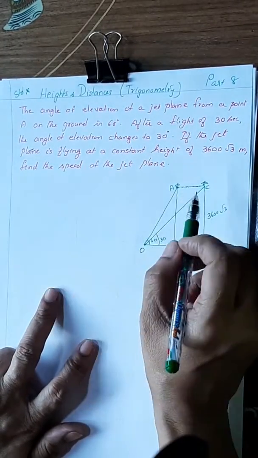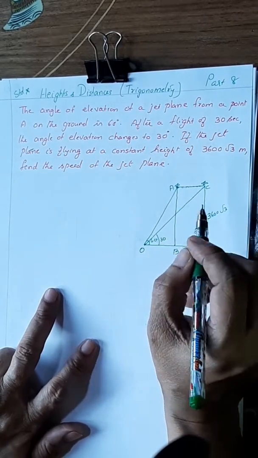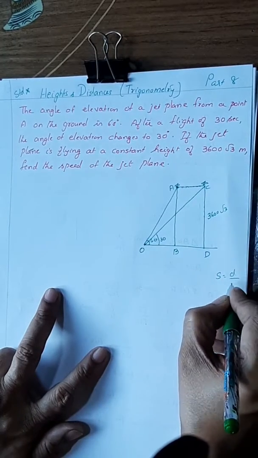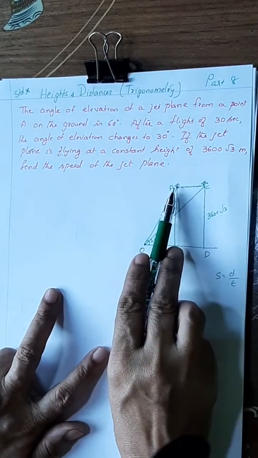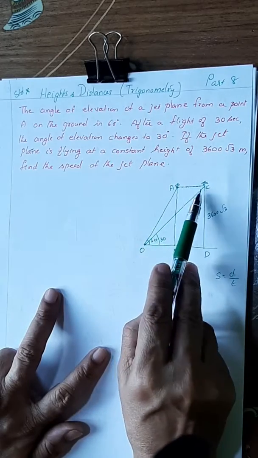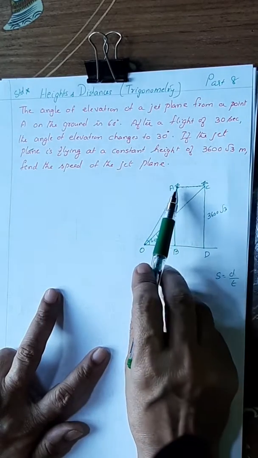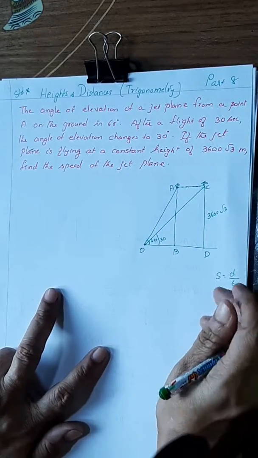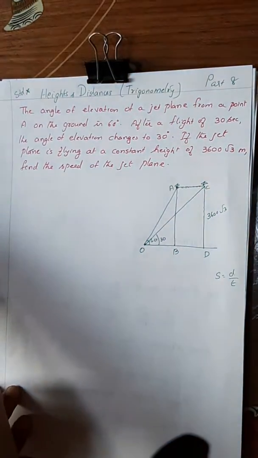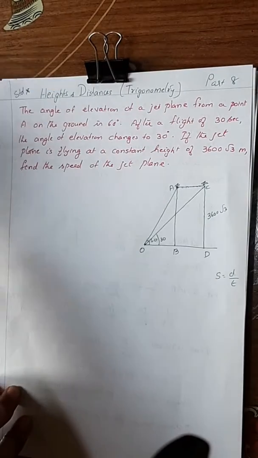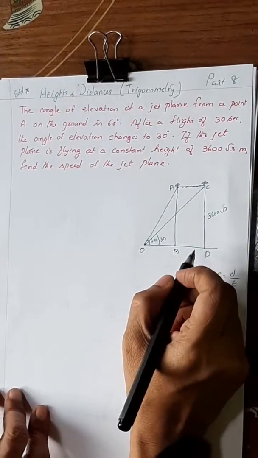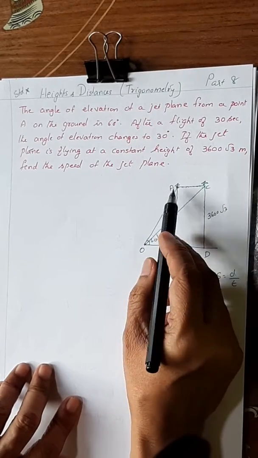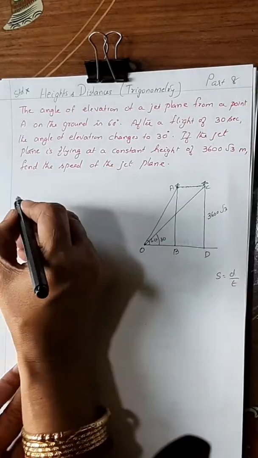Now we have to find the speed of the jet plane. So speed is equal to distance by time. We know from here to here it has taken 30 seconds. Now we have to find the distance AC, then we can find the speed, distance by time. So here we will take the triangle ABO.